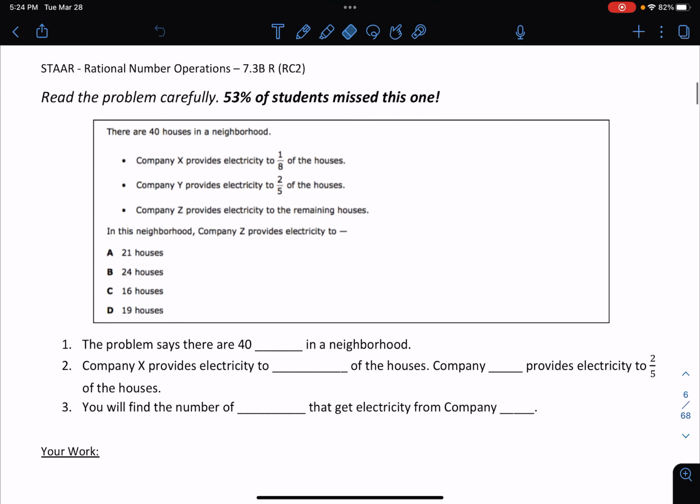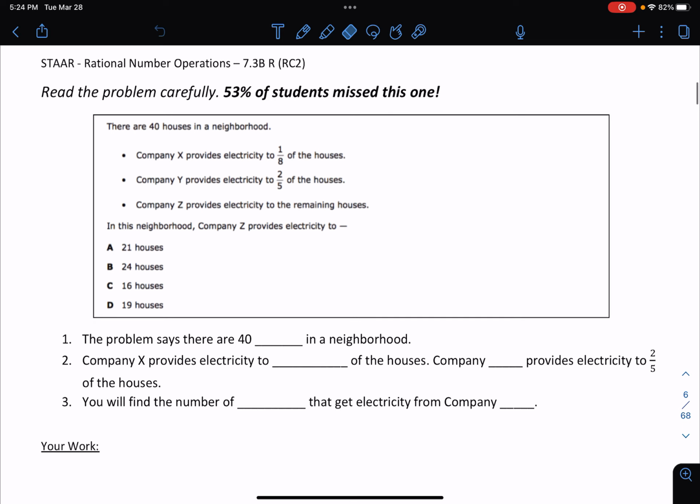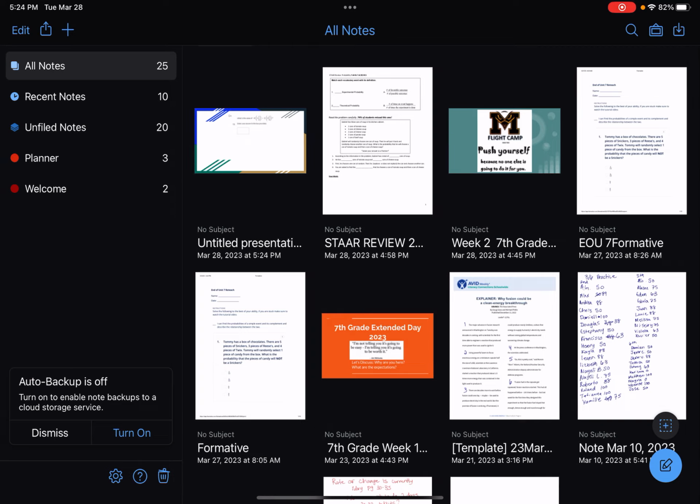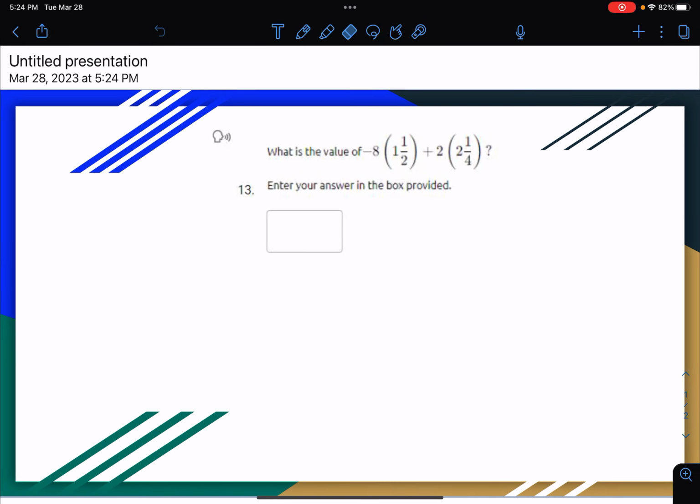All right, so today we're starting our review towards STAR. And the very first topic we're going to start with is rational numbers. So yesterday you did take your mock STAR, and for your mock STAR you did have some rational number questions. The first question I'm going to start with is question number 13.